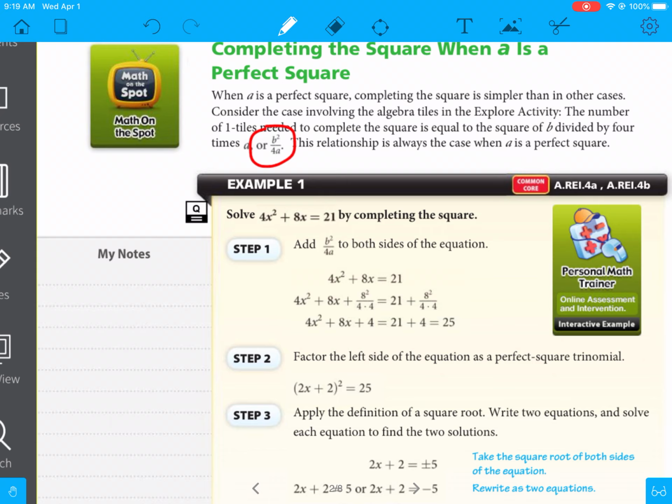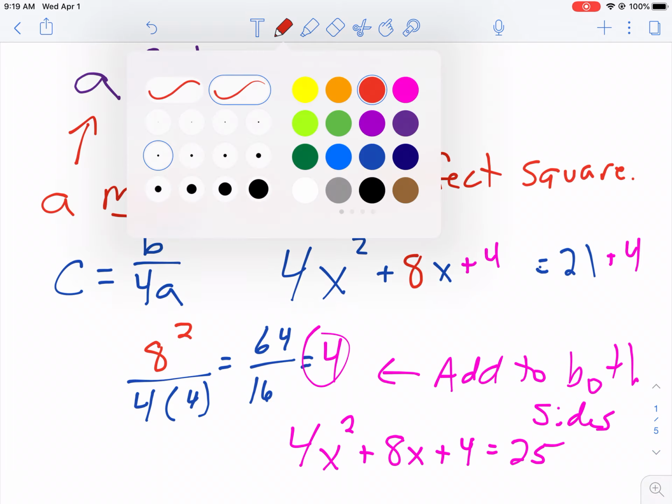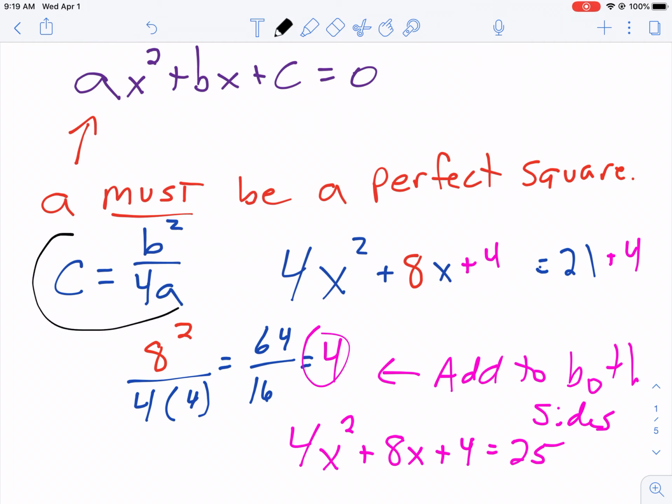So just like for example 1, your a is going to be your 4, your b is 8, and you don't have a c. So your a must be a perfect square. And then this is the equation that you're going to be writing: c equals b squared divided by 4a. So your b is 8, so it's going to be 8 squared divided by 4 times a, which is 4, so 16. So 64 divided by 16 equals 4.